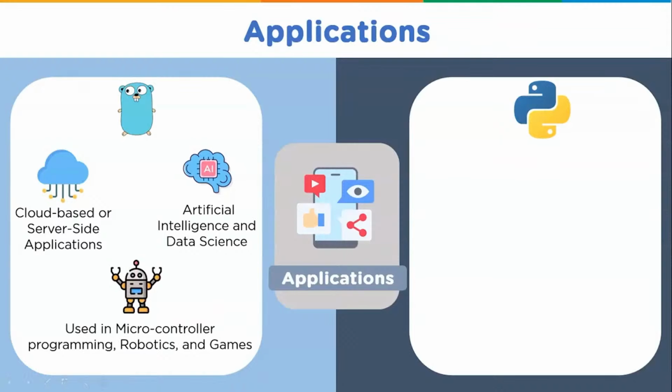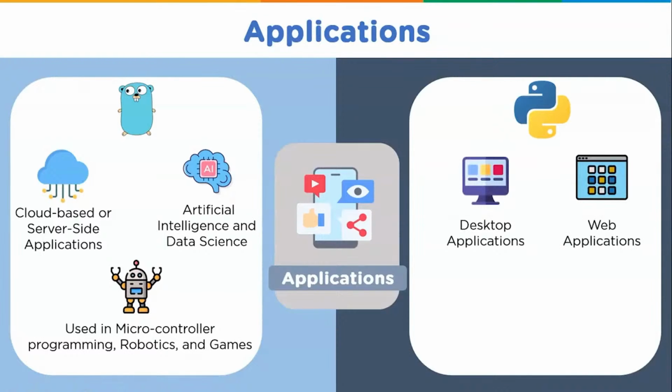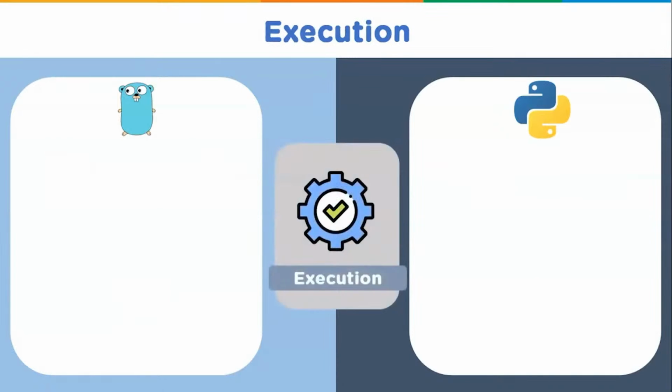On the other hand, Python is widely used in web development, data analytics, artificial intelligence, and deep learning. This can be mostly credited to the insane libraries available in Python that make life in the said fields a lot easier. Let's compare the two on the topic of execution. Now, let's understand how Go and Python are executed.